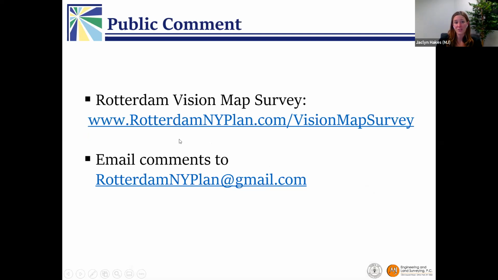I want to introduce you all to the Rotterdam Vision Map Survey. So this is a survey specific to this vision map and the vision that we have presented this evening. Again, we recognize there was a lot of information shared with you today, so we want to be able to have you have time to review this and provide your input. You can go to the RotterdamNYPlan.com website, and right on the homepage, correct, Andrew? We've identified a link to the survey.